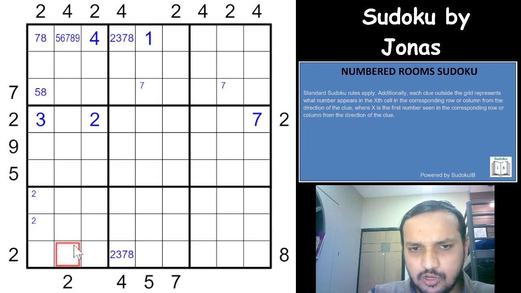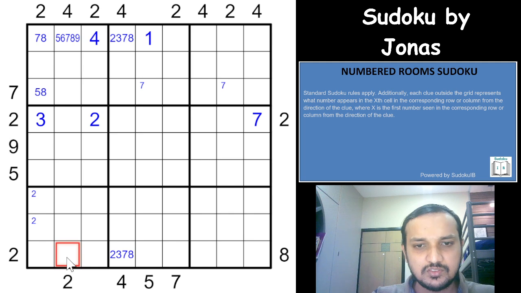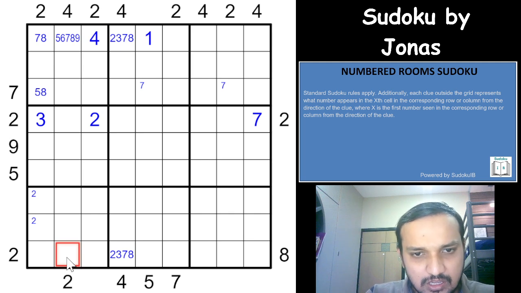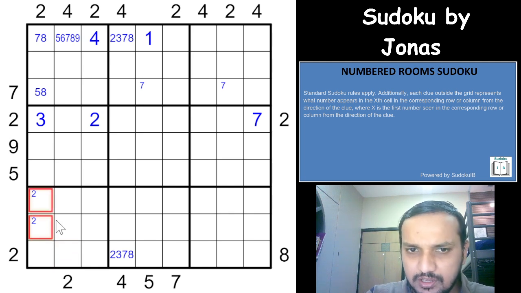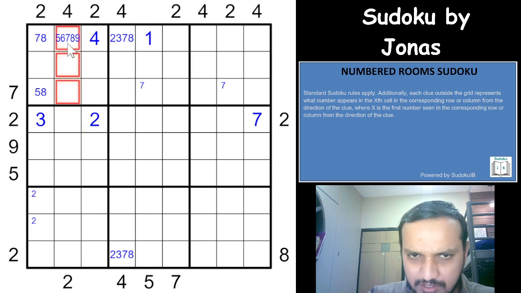1 cannot be here, 2 cannot be here, 3. Oh wow, this is amazing logic. This cannot be 1, 2, 3 because 2 is already here. So 1, 2, 3 cannot be. It cannot be 4, 5, 6, 2 is already here. It has to be 7, 8 and 9.